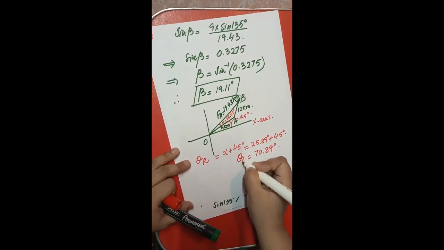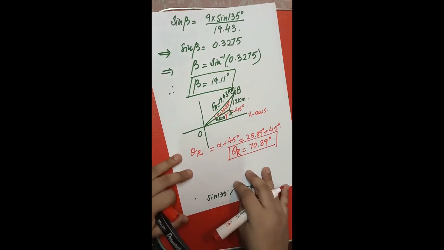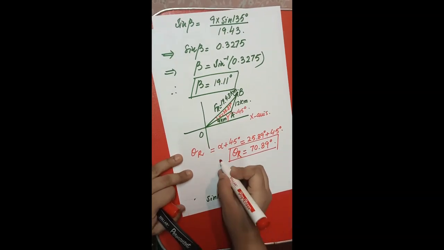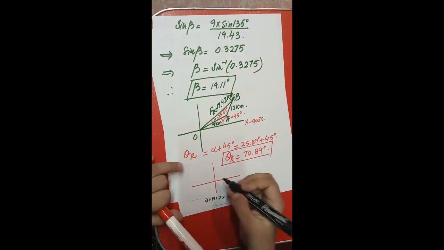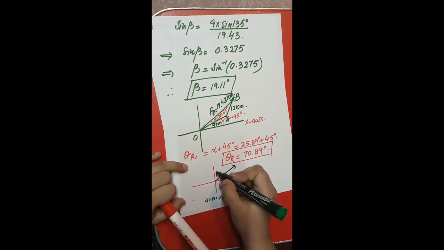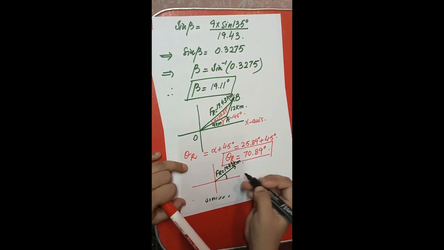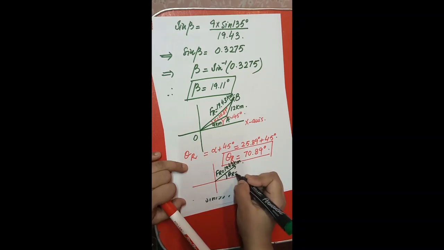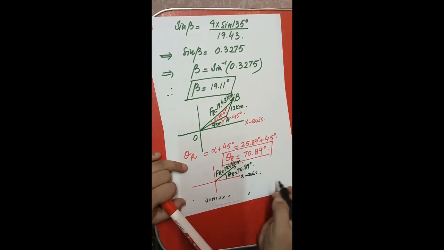So we can say that this is the angle of FR with respect to x-axis. So if we are going to construct the direct resultant diagram, so FR is equals to, this will be your answer, and we are representing it graphically. Theta r is equals to 70.89 degree from x-axis. This will be the answer.